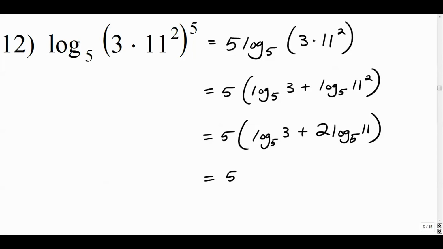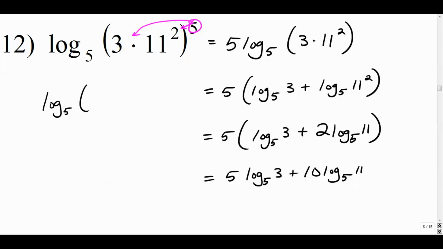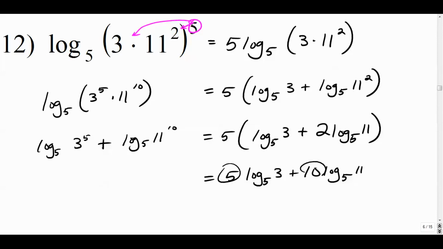And if we bring that 5 into both now, 5 times 2 is 10, and I'm finished. Very quickly, the other method would be to take the 5 and distribute it in first as an exponent. So 3 to the 5th times 11 to the 10th. So it's log base 5 of 3 to the 5th, plus log base 5 of 11 to the 10th. And then the 5 comes down in front, and the 10 comes down in front. You've got the same thing.